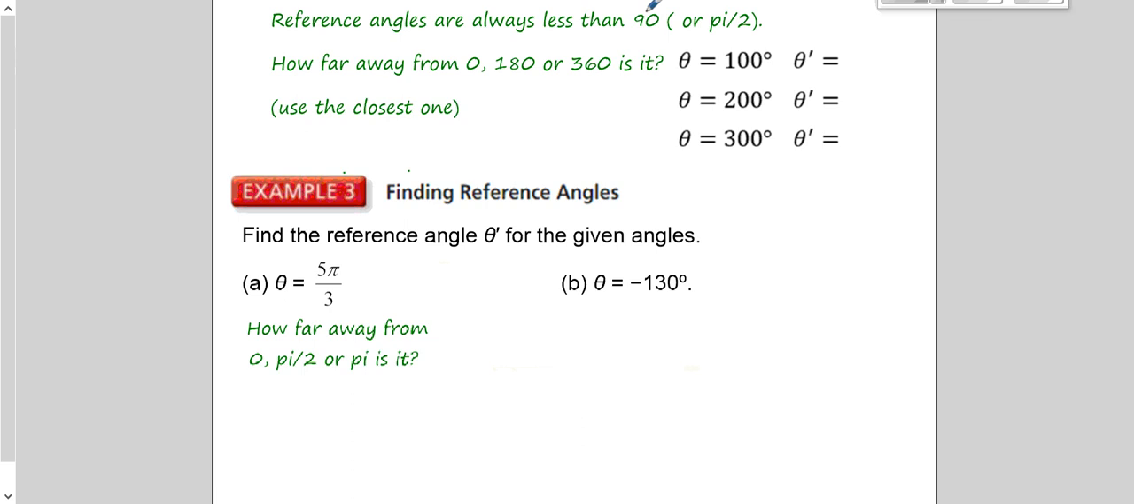Reference angles are always less than 90 or pi over 2. How far away are they from 0, 180, or 360? Use the closest one. Okay, so 100. How far away from 180 is that? 80 degrees. 200. Is that closest to 0, 180, or 360? 200 is closest to 180. And how far away from 180 is it? 20. And then what about 300? Which one is it closest to? And then how far away from it is it? 60.